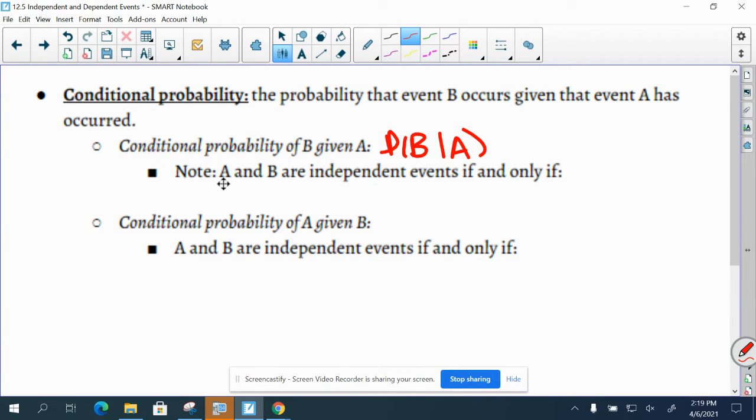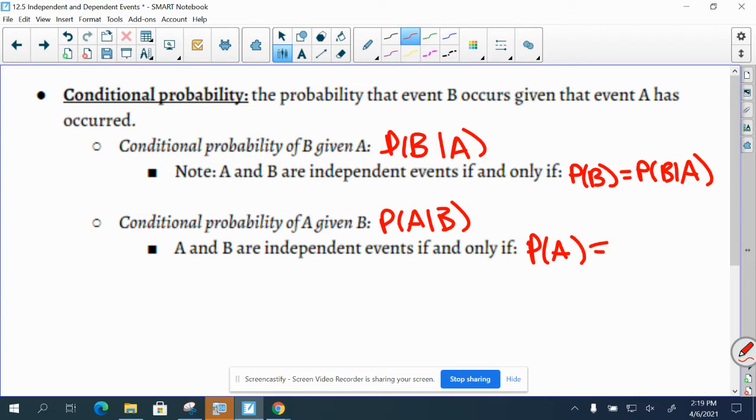And then A and B are independent. So if the two events are independent, they don't affect each other, that means that whatever you get for the probability of B is going to be the same thing as the probability of B given A, because if they're independent, then A doesn't even matter. So the probability of B given A is just the probability of B, because A doesn't affect B. And then for A given B, it's just the opposite. So A and B are independent only if the probability of A is the same thing as the probability of A given B.